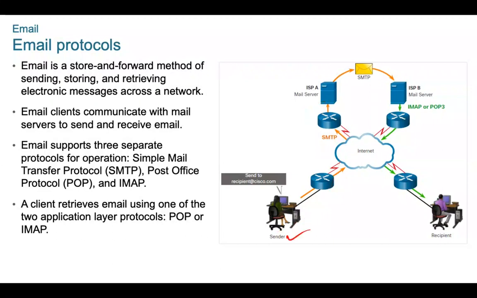This is the sender and the receiver side. Both are connected to their internet service provider's mail server. The sender will send the email to the recipient using the SMTP application, and using that SMTP the email will be stored in the email server, and after that it will be forwarded to the destination email server, and your recipient can retrieve that email from this email server later on. So that is store and retrieve.